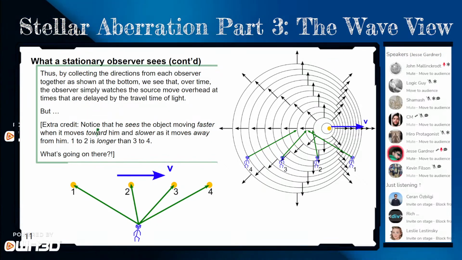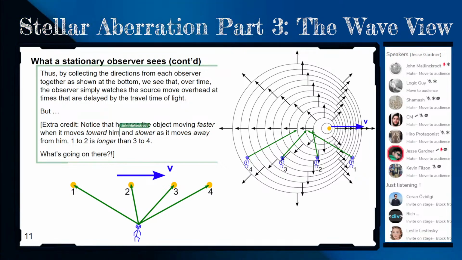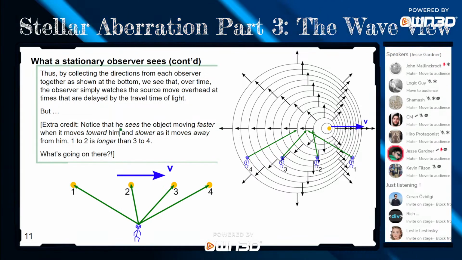So how is it that he sees the source? These are equal intervals of time as he sees it, but he sees the object move further between instance 1 and 2 than it does between instance 3 and 4. So what's going on there? You don't have to answer that question, but if anybody wants to, just unmute and let me know. I won't wait long.